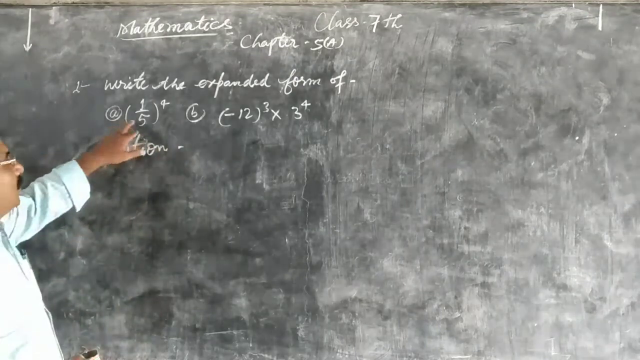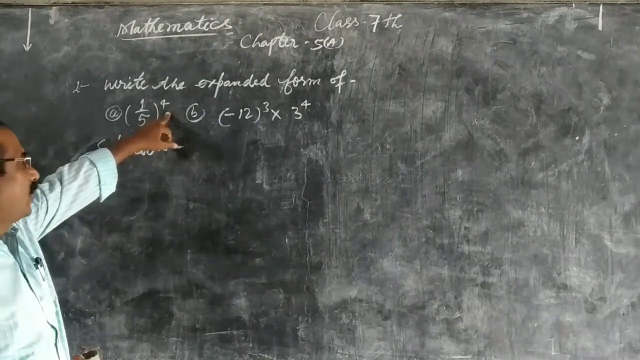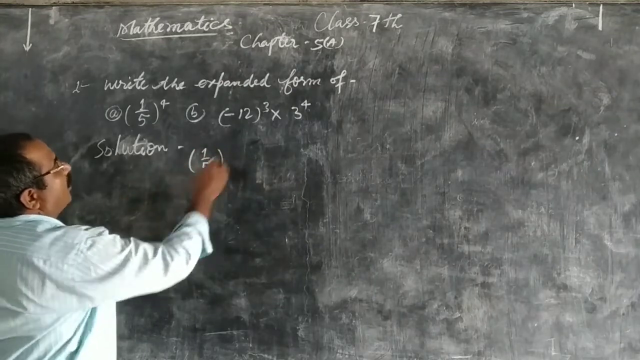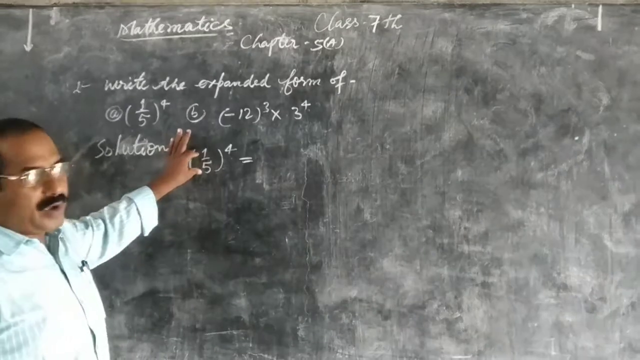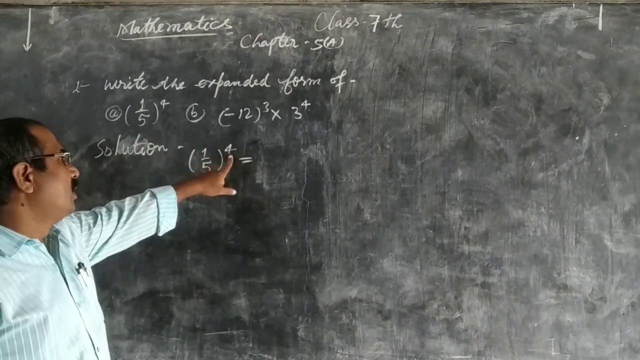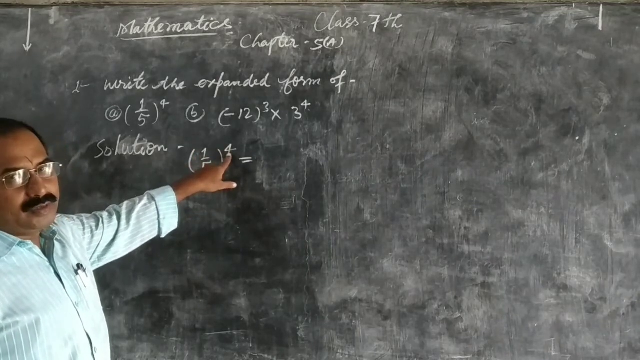Suppose that you have to write 1 by 5 to the power 4 in expanded form. So first of all you will write 1 by 5 to the power 4. That means 1 by 5 is the base and 4 is the power. You have to write 1 by 5 up to 4 times.